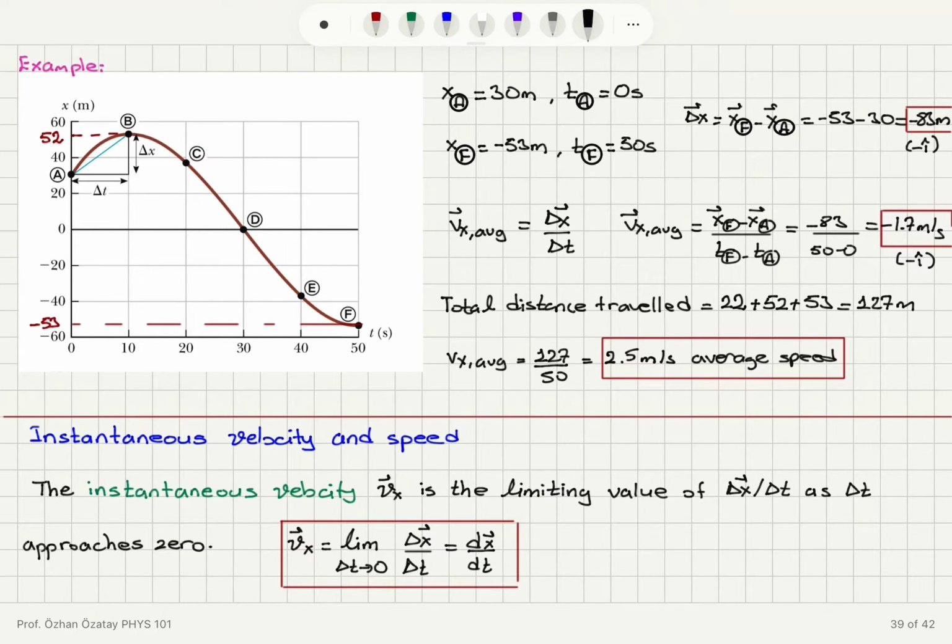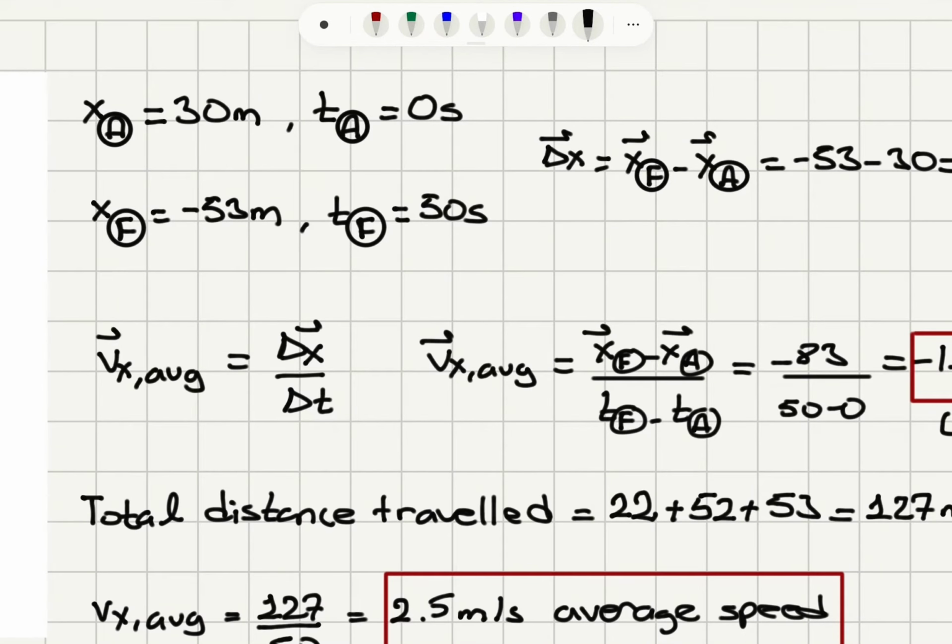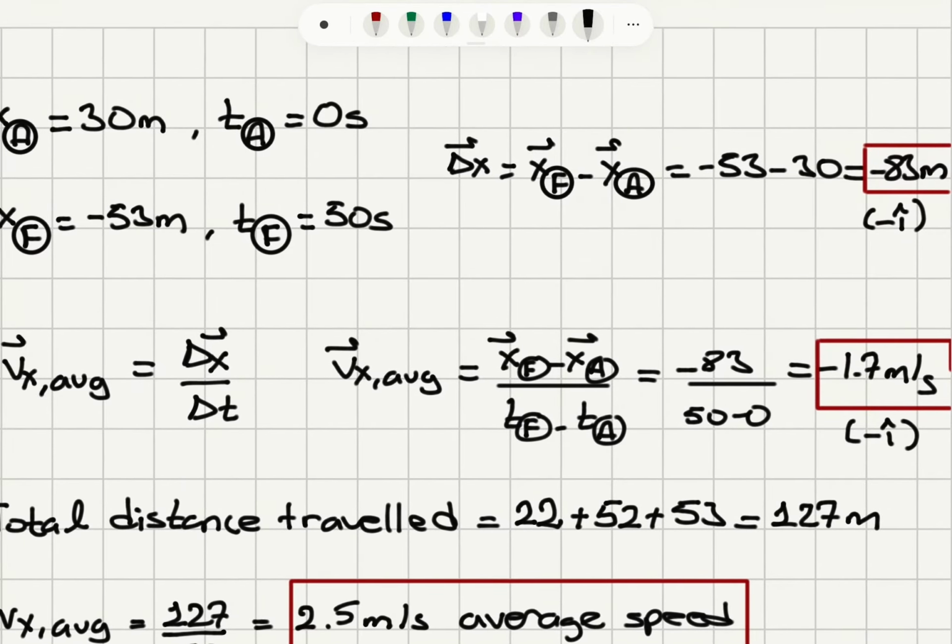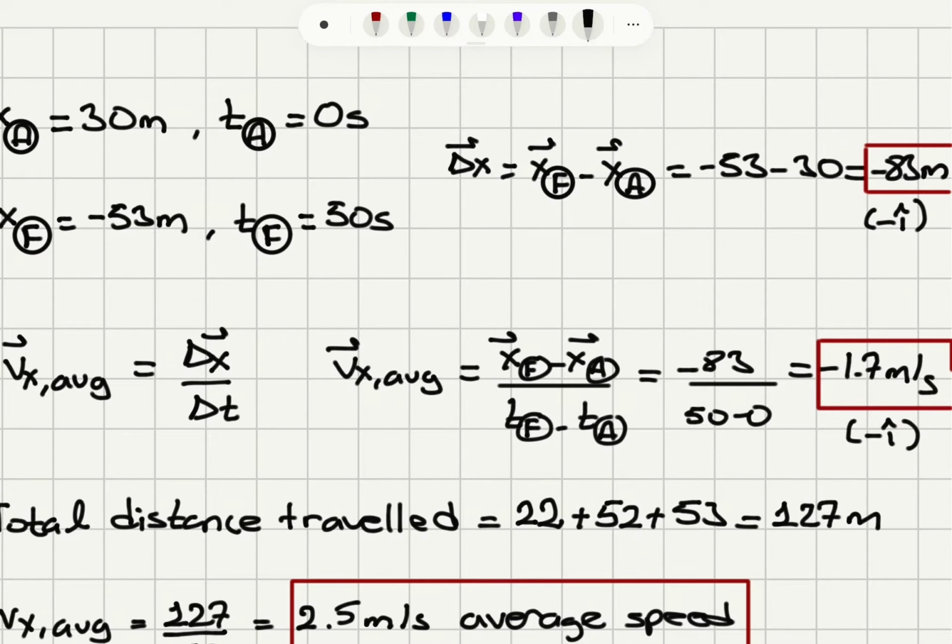The displacement delta x is the difference between xf and xa. It is minus 53 is final position. Initial position is 30, so minus 30, minus 83 meters. Because I'm showing this as a vector here, I should say that it is in minus i hat direction. So I could show this as minus 83 i hat in meters.